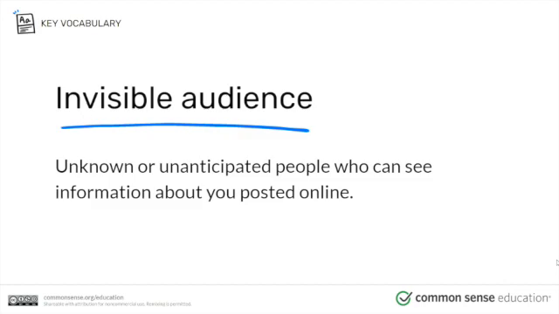Or what if you don't realize that your Instagram posts are getting saved and archived, and they pop up years later once you've forgotten about them? These are all examples of invisible audience that you probably weren't thinking about when you created the post.